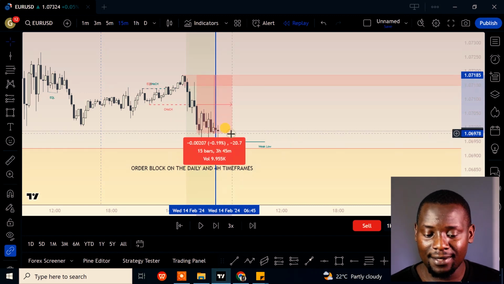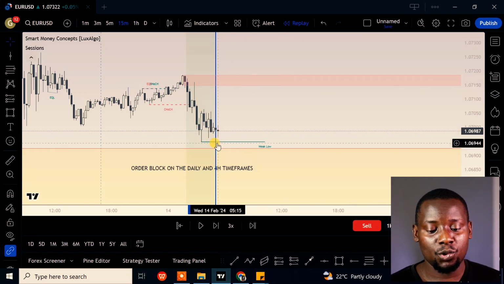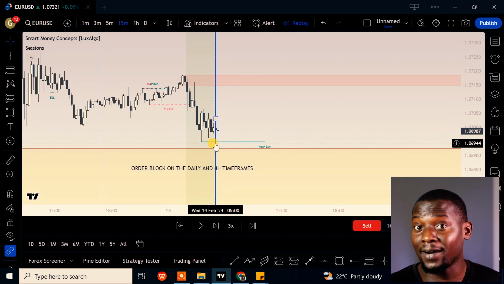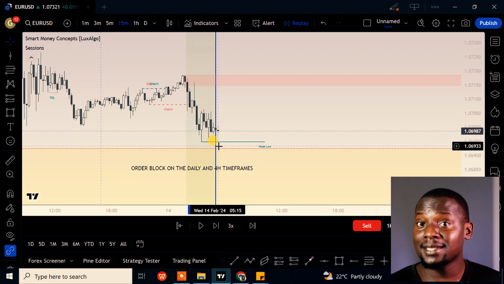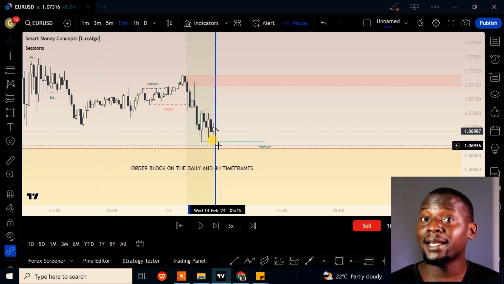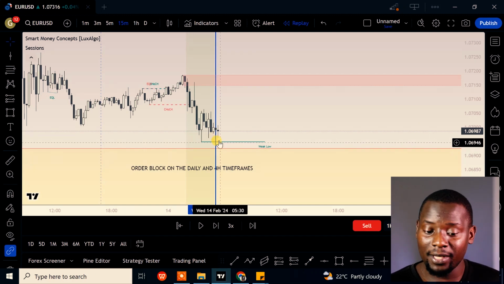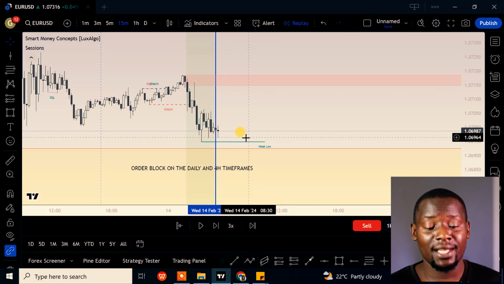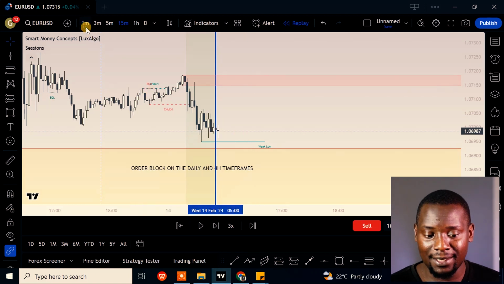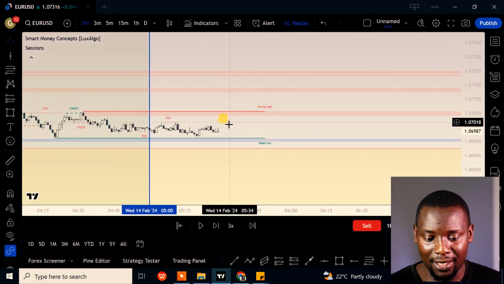So once this expansion has happened, right around the 5 a.m. hour, this is when price now starts to make that reversal to the upside. So this is what we're looking at. Once we get to this hour, what we do next, we drop down to the 1 minute time frame. So that's exactly what I've done.